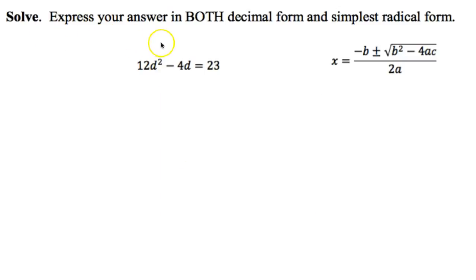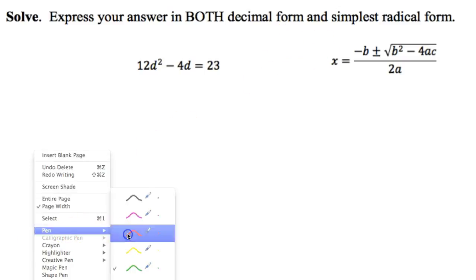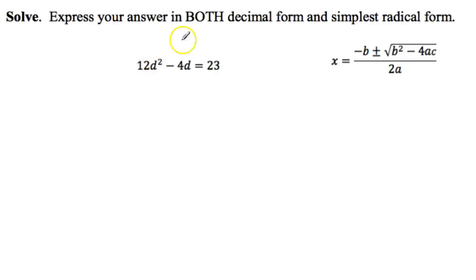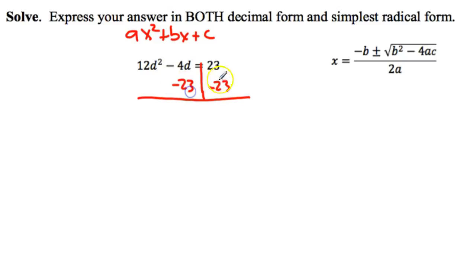So looking at this, express your answer in both decimal form and simplest radical form. So I need a decimal and a radical. Before I start though, this has to be in this form, ax squared plus bx plus c. Okay, so I need to take this 23, bring it over to the other side. I do that by doing a minus 23 and a minus 23. That cancels, it becomes 0. This side is 12d squared minus 4d. Now it's minus 23. Okay, so now it's ready to go in this formula.